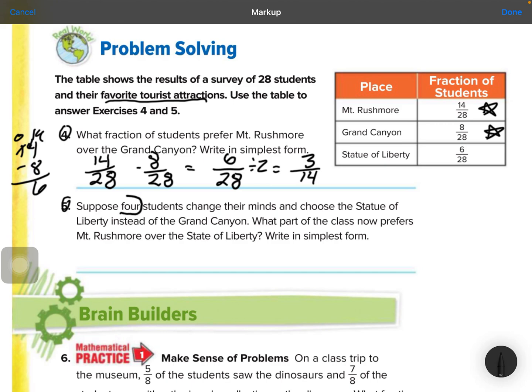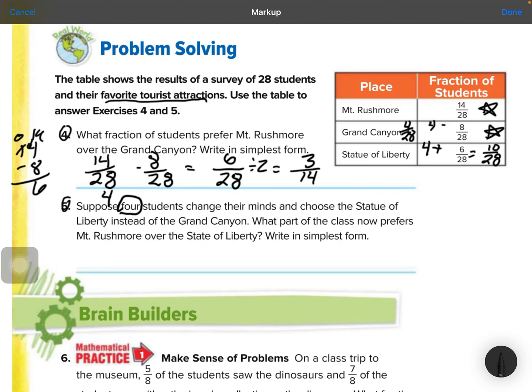Number 5, suppose, 4. Now 4 looks like this. 4 students change their mind and choose the Statue of Liberty instead of the Grand Canyon. Okay, so now they want us to add 4 students to this. So the total for this one will be 10 students out of 28 prefer the Statue of Liberty. And we have to take the 4 from the Grand Canyon. So then we have 8 minus 4. There's now going to be 4 28ths of the students who like the Grand Canyon.